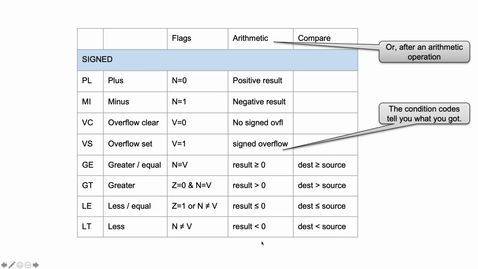And then the same for all of these conditions. If the result is bigger than or equal to 0, then the negative flag will equal the overflow flag. I won't read through all of these, but this is if you want to check condition codes, not after an explicit comparison, but after an arbitrary mathematical operation.